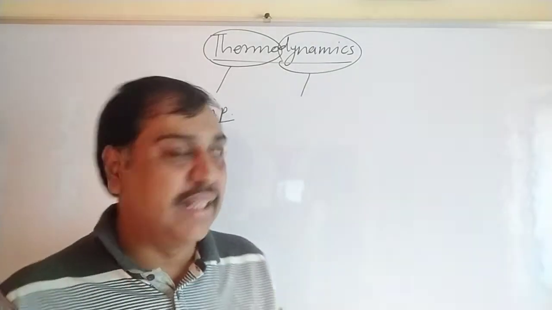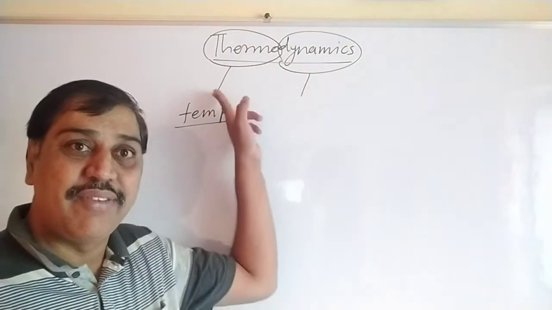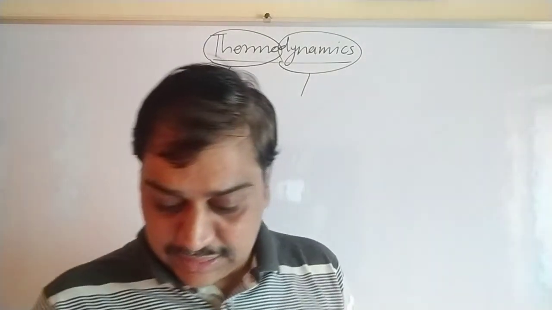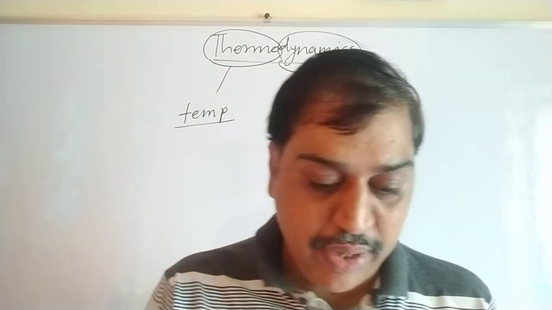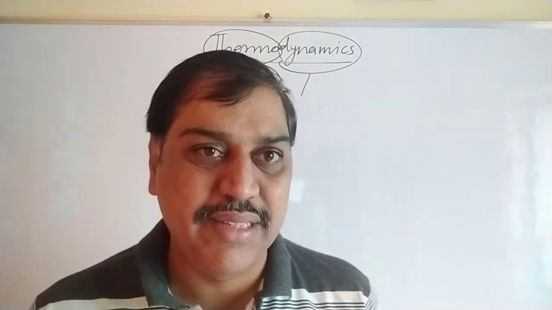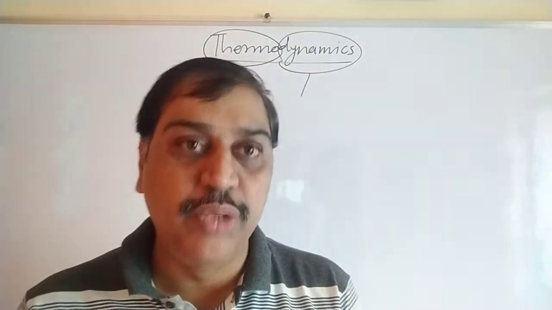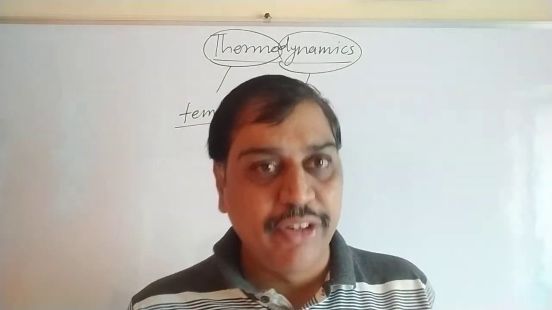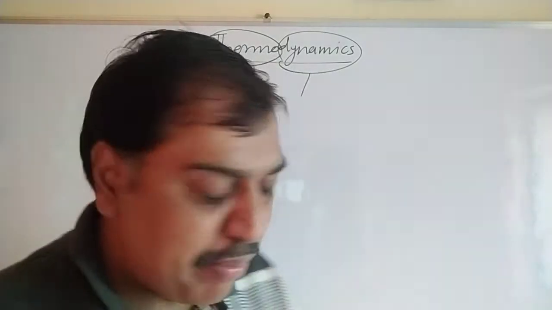So in the whole thing, what is there? Heat, temperature. The basic thing is temperature. That's why it is called thermodynamics. That is the branch here. Now in this chapter, we are going to learn the different parameters of thermodynamics, equilibrium states, heat, internal energy, work done, the zeroth law of thermodynamics, and the first law of thermodynamics. So let's start with the first topic, thermal equilibrium.